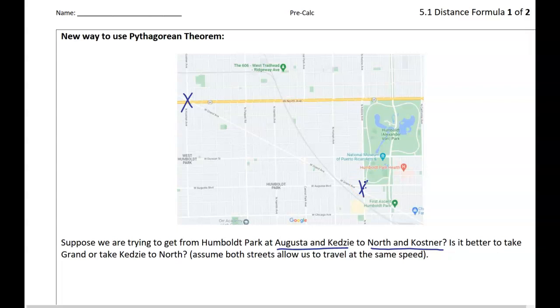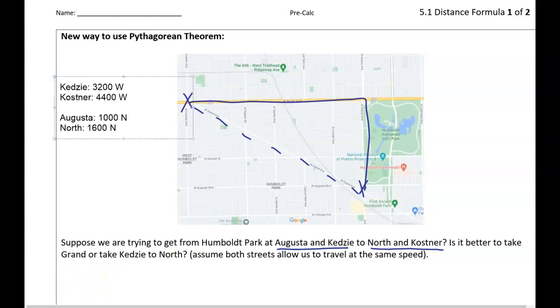And the question is, is it better to go up Kedzie and then over on North, or is it better to take that diagonal Grand Avenue? We're going to assume that both streets are equally fast, although I think driving Grand would be faster. But we want to pick the smallest distance.